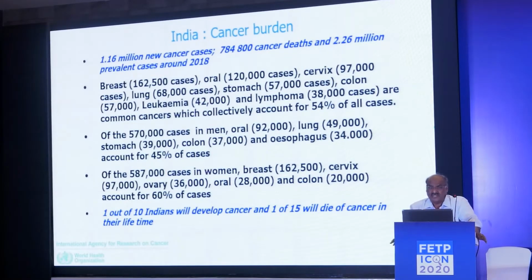And among men, oral cancer continues to be a major cancer. Lung cancer, fortunately, we have a stable trend for lung cancer. I will come to that in a moment. Then we have stomach cancer, colon, esophagus, which together account for 45% of the cases. And in the case of women, breast cancer is the number one cancer in the country now. About 162,000 cases, where we don't know how to prevent breast cancer. Breast cancer is on the increase. And it is important, the major control approach is early detection and managing appropriately.